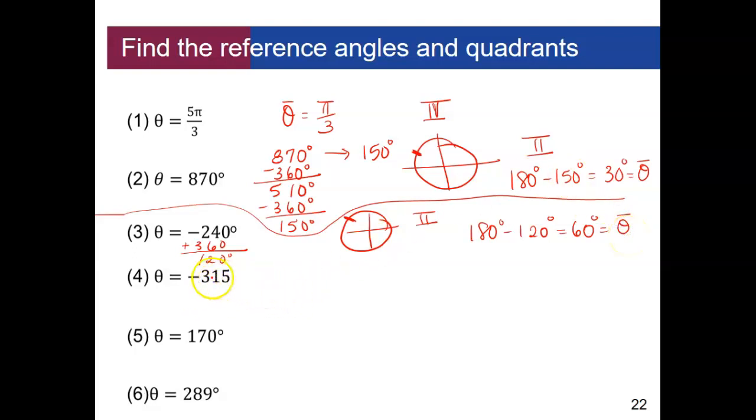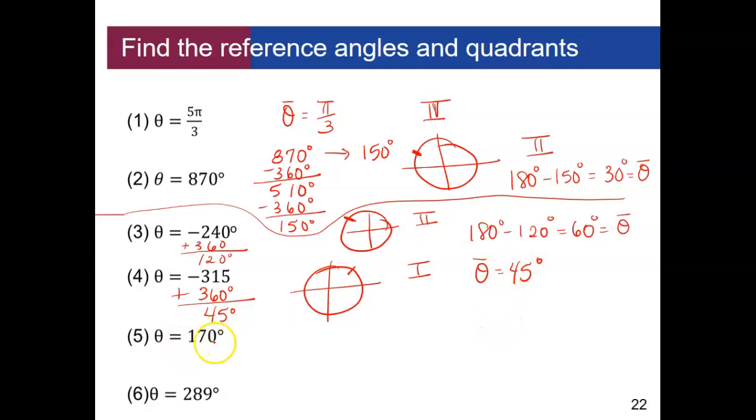Okay, this one, again, it's not starting out on the basic unit circle, so I'm going to add 360 to that. When I do that, I'm going to get 45 degrees. So 45 degrees we know is in the first quadrant. And we know that in the first quadrant, the angle is its own reference angle.